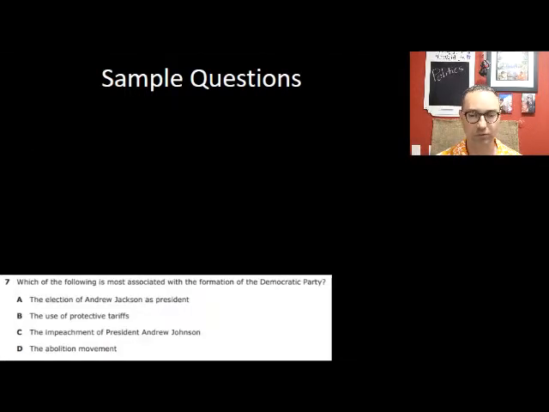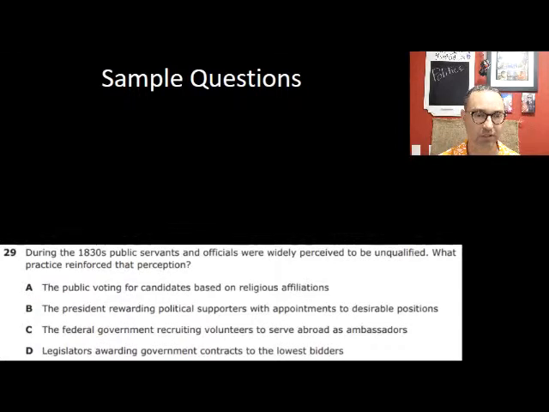All right, which of the following is most associated with the formation of the Democratic Party? That's Andrew Jackson. Andrew Jackson, 100%. During the 1830s, public servants and officials were widely perceived to be unqualified. This was the spoils system. What practice reinforced that perception? What was that? The President Jackson rewarding political supporters with appointments to desirable positions. That's exactly what he did because he's like, I'm the president.